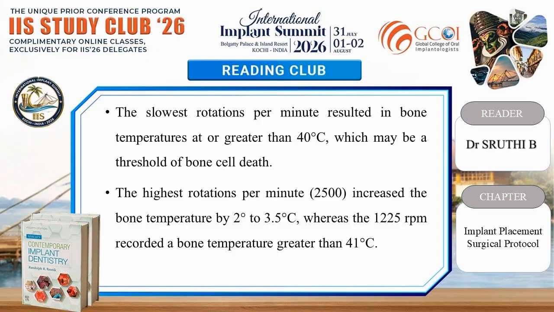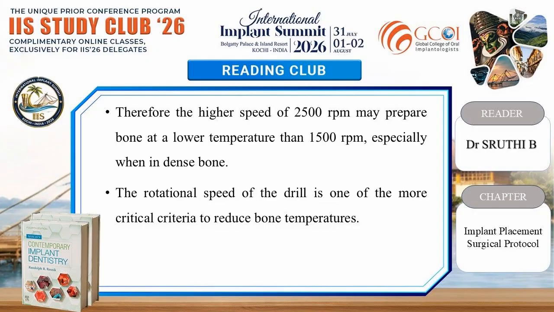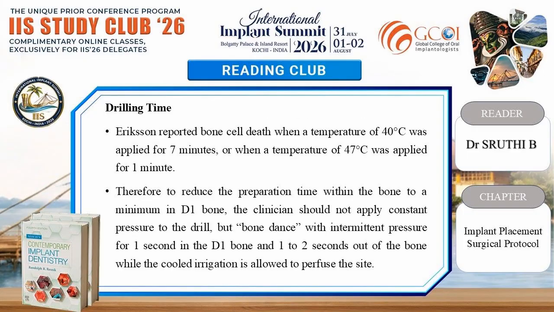The highest rotations per minute, 2500, increased the bone temperature by 2 to 3.5 degrees Celsius, whereas the 1225 rpm recorded a bone temperature greater than 41 degrees Celsius. Therefore, the highest speed of 2500 rpm may prepare bone at a lower temperature than 1500 rpm, especially in dense bone. The rotational speed of the drill is one of the more critical criteria to reduce bone temperatures.